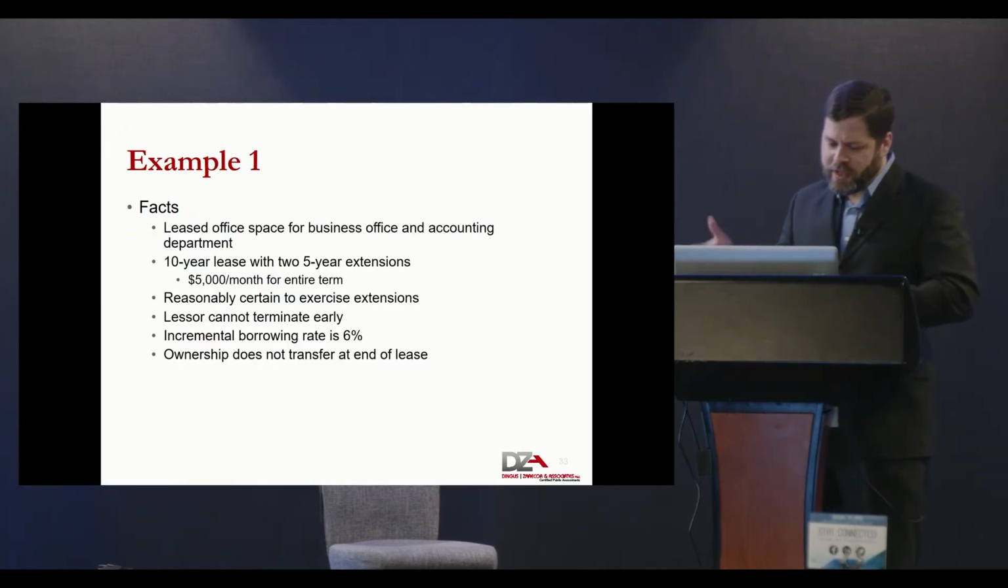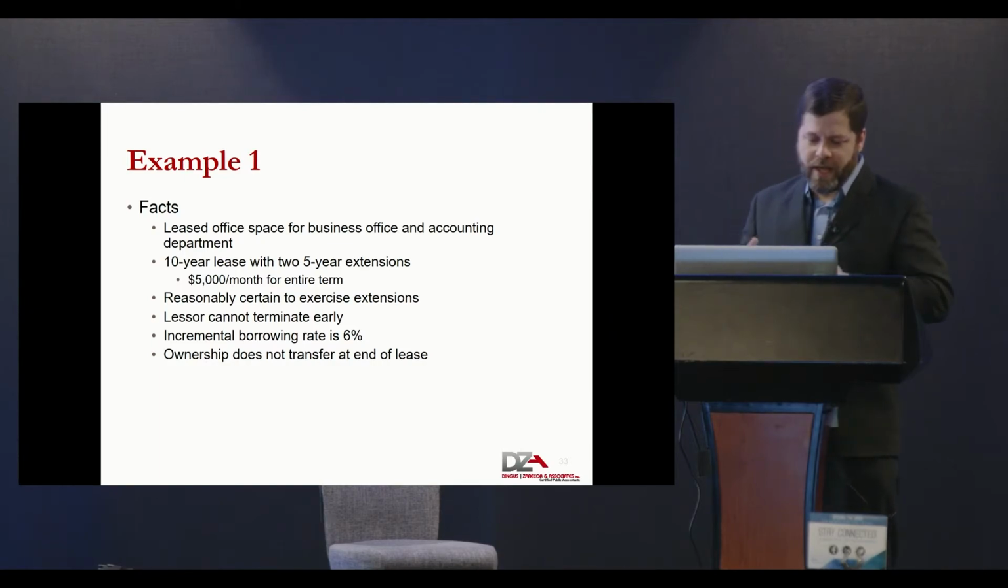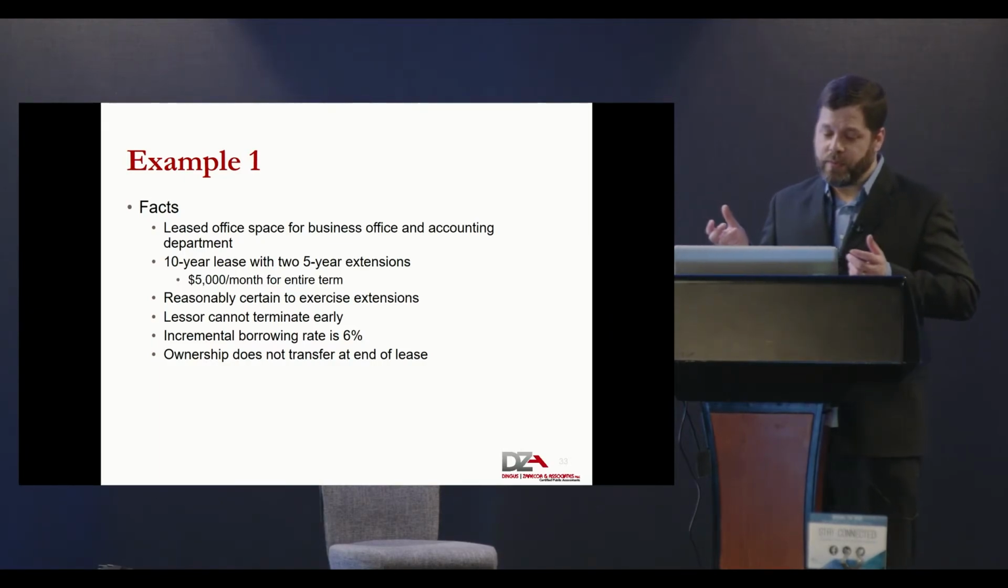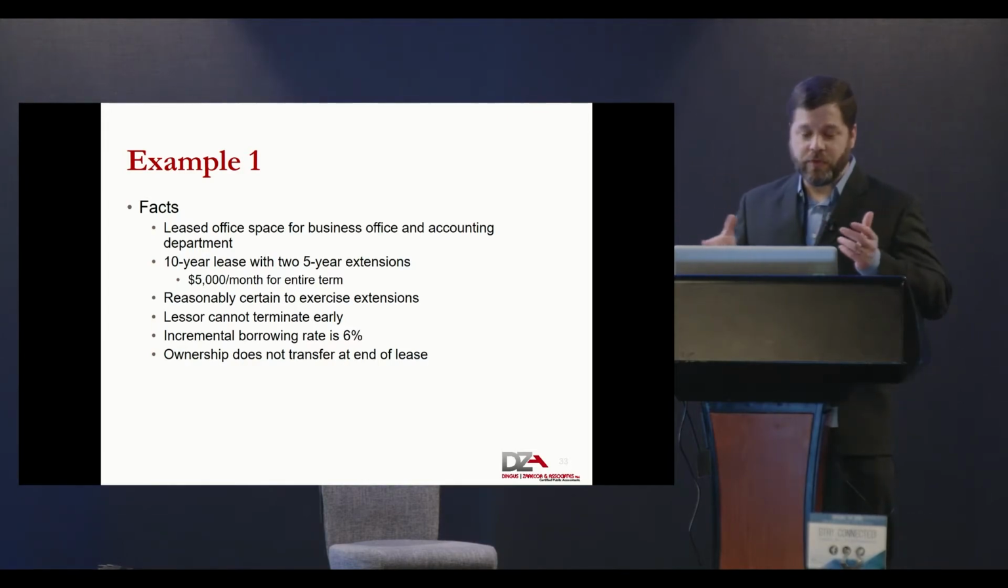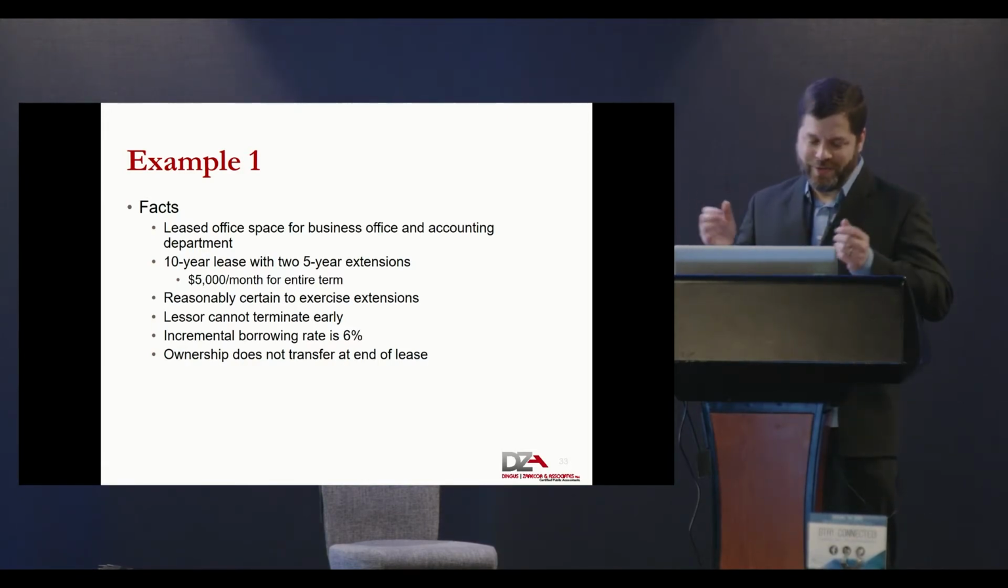So our first example, as I mentioned, is a very simple one: a 10-year lease with two 5-year extensions, $5,000 per month. In the example, you have concluded you are exercising the extensions, but it is for the same amount per month. So that's making it all very simple. In total, you have a 10-year initial term plus two 5-year terms, a total of 20 years.